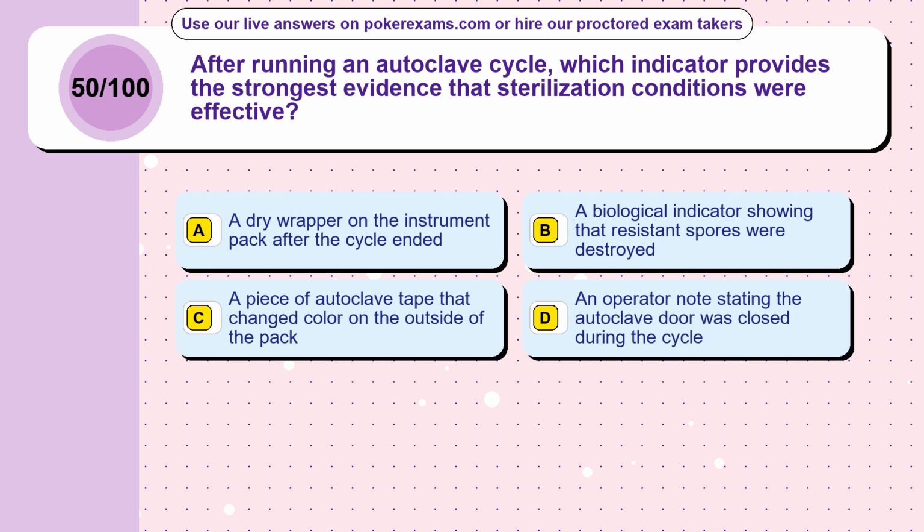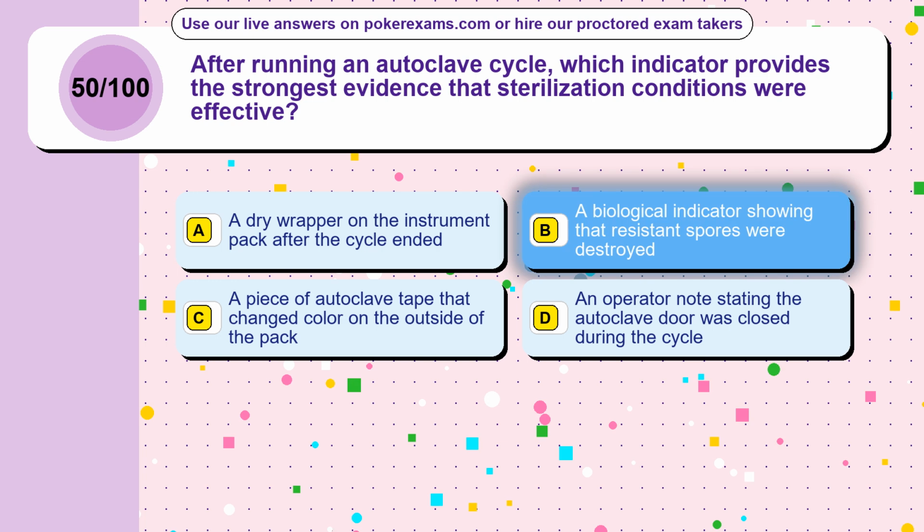Question 50. After running an autoclave cycle, which indicator provides the strongest evidence that sterilization conditions were effective? Option A. A dry wrapper on the instrument pack after the cycle ended. Option B. A biological indicator showing that resistant spores were destroyed. Option C. A piece of autoclave tape that changed color on the outside of the pack. Option D. An operator note stating the autoclave door was closed during the cycle.